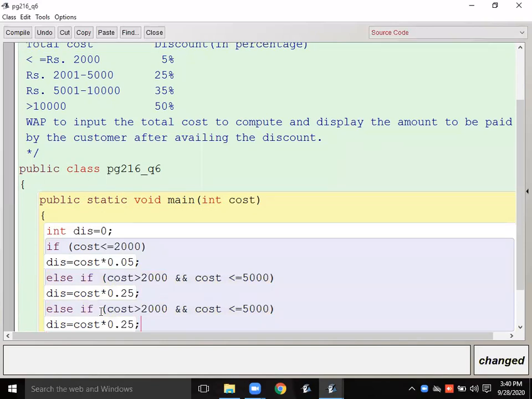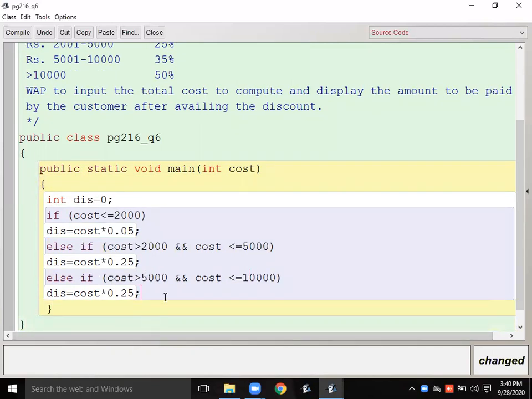Then again, else if cost is greater than 5000 till the 10,000, so discount will be calculated at 35%. Okay, then after it, else means greater than 10,000, then the discount will be calculated as 50%.